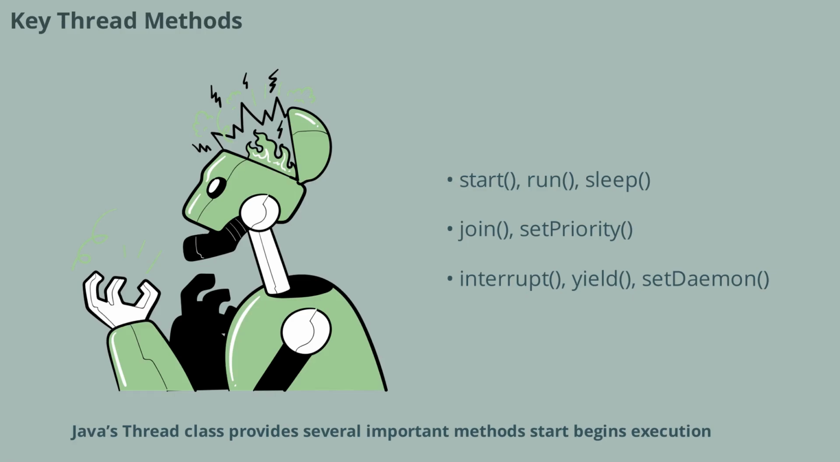Java's Thread class provides several important methods. start begins execution, run contains the thread's code, sleep pauses execution, join waits for a thread to finish, setPriority changes thread priority, interrupt signals a thread to stop, yield hints the scheduler to switch threads, and setDaemon marks a thread as a background or user thread. Mastering these methods is essential for effective multi-threaded programming.